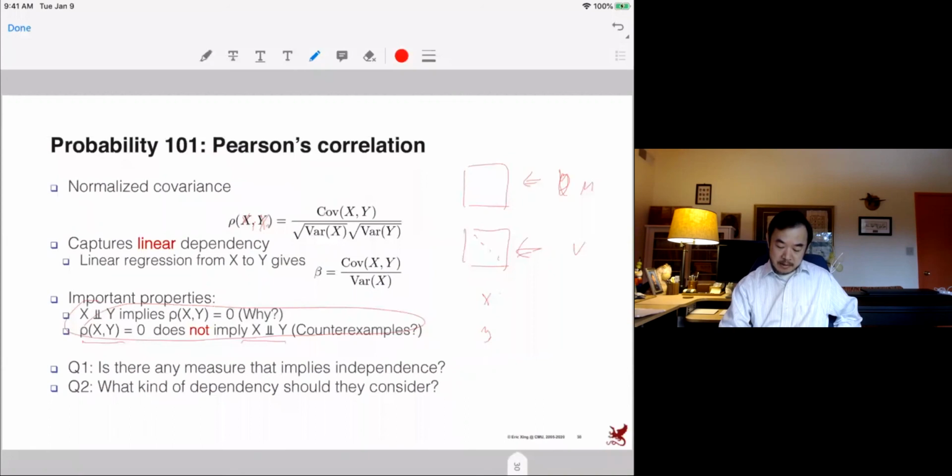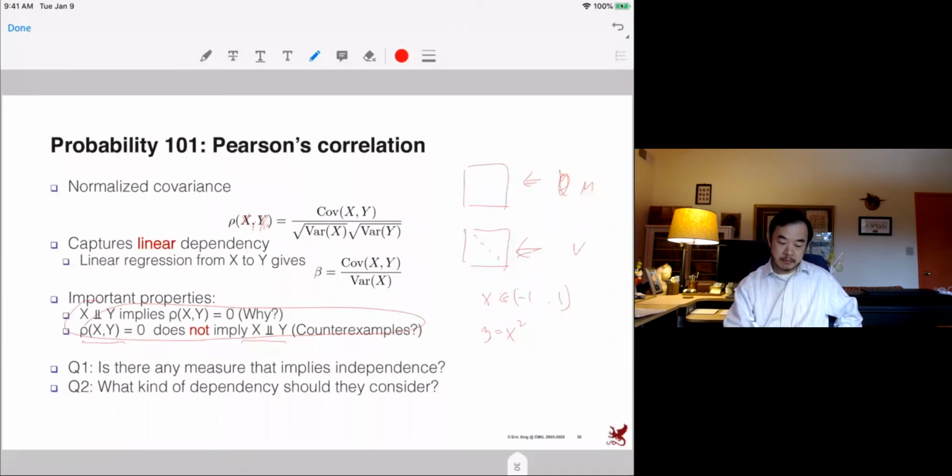Suppose that X is in the space of -1 and +1. It's basically two discrete random variables. Okay, and also suppose that Y equals X squared, for example. These are two random variables. I encourage you to compute the Pearson correlation of X and Y of these two random variables.